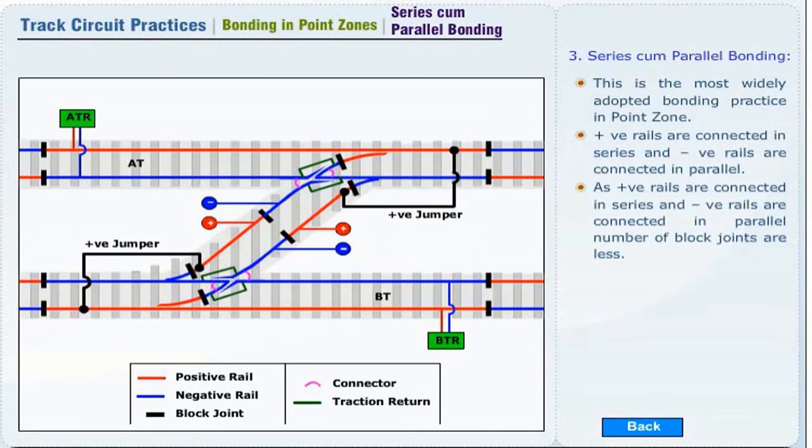Series cum parallel bonding. This is the most widely adopted bonding practice in point zone. Positive rails are connected in series and negative rails are connected in parallel. As positive rails are connected in series and negative rails are connected in parallel, number of block joints are less.